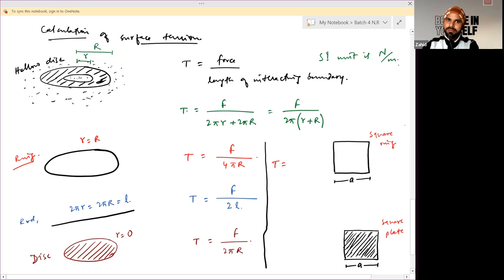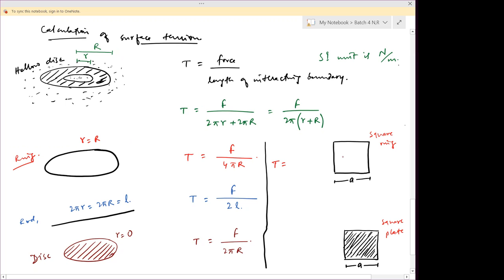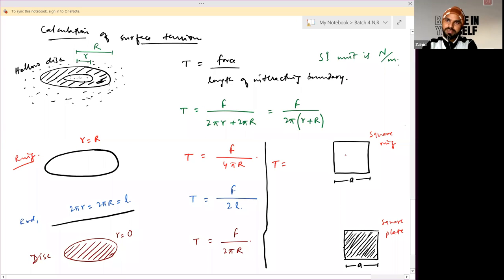Since surface tension depends upon the length of its interacting boundary, for this ring you may have two different surfaces for its interaction. One will be from inside and one from outside. That's why I have written 2 pi small r and 2 pi capital R, the length of its interacting boundary from inside and outside. In this case, the square, it will be 4a from inside and also 4a from outside. So the total length will be 2 times 4a, that is 8a.